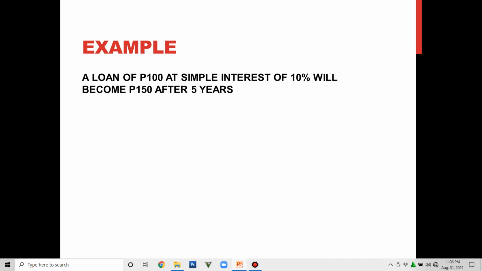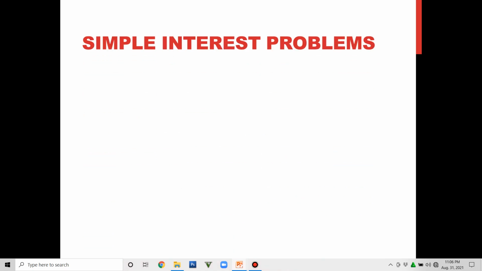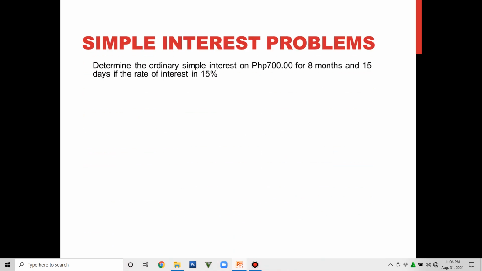So we can also illustrate the perspective of the borrower, just the same. We have the timeline, the rate, and of course, maganda pag umutang ka sa present time. Kaya lang, after 5 years, you need to pay also. So let us have examples on simple interest problems.